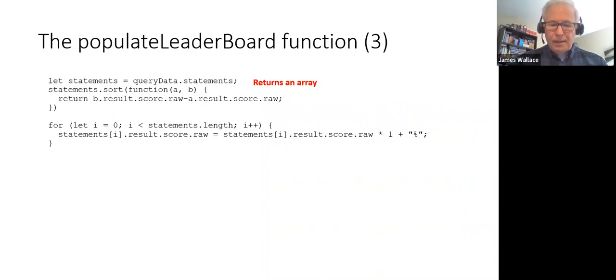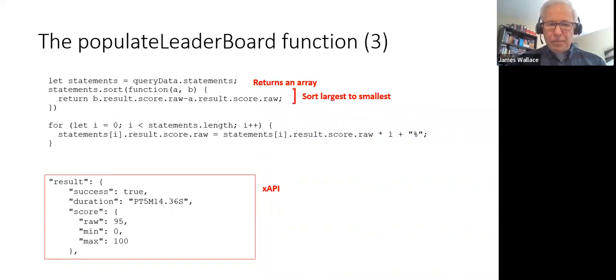In the next group, we're going to sort the array that we've got. And all this does, function a, b, and return b.result.score.raw minus a, just means we're going to sort it in order from largest to smallest. So we want the largest score at the top and the smallest score at the bottom.